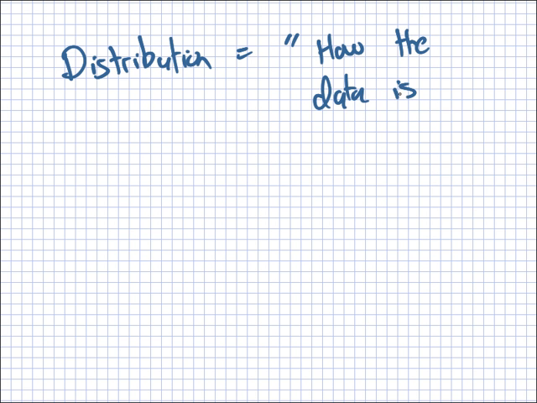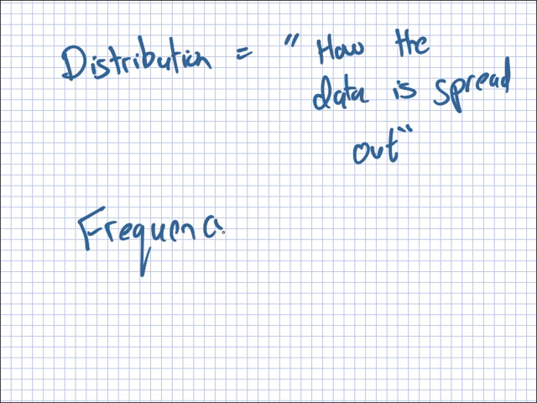So another word for distribution. It's just, you could say, how the data is spread out. So you'd like to know how many small values, how many big values, things like this. Okay, and then frequency is just how many. Okay, so there's a little bit of basic vocabulary.